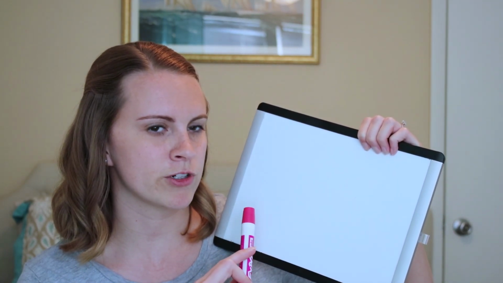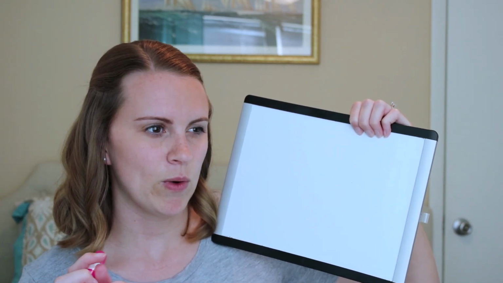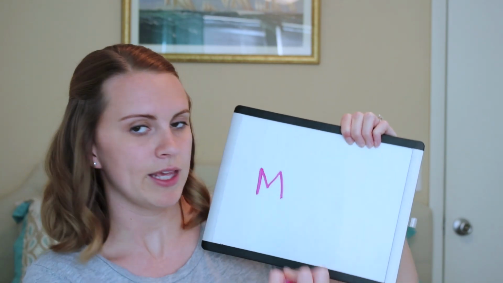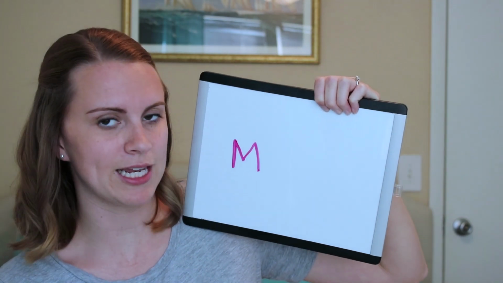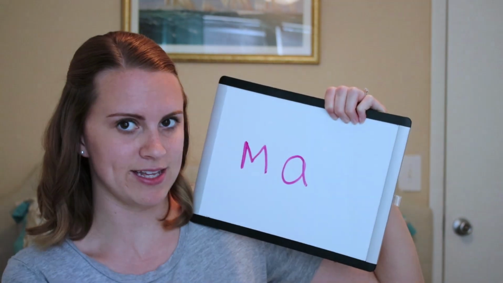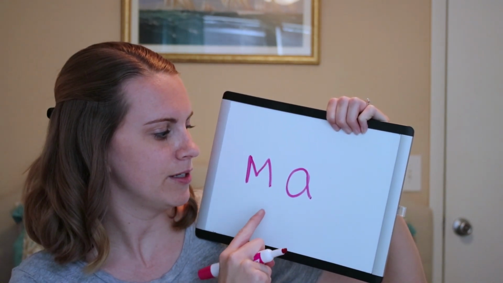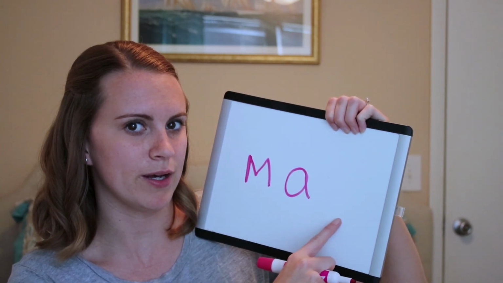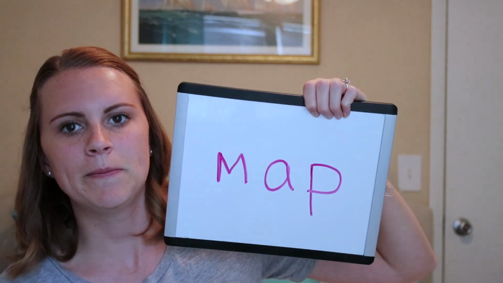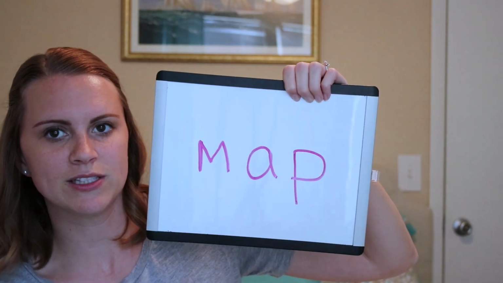So map. What's the first sound we hear? Right? The m sound. And what makes the m sound? M does, right? Now we need a, p. A, p. A is the A sound. A. So what letter goes last for map? A, p. P. What makes the p sound? P. M-A-P spells map. Map. So go ahead and write this word down.